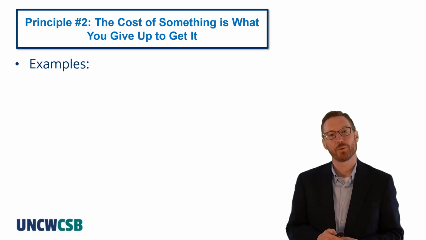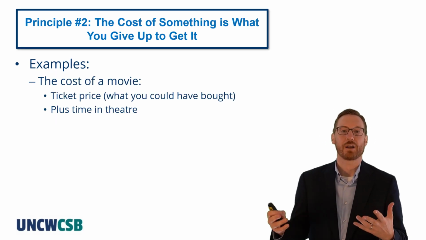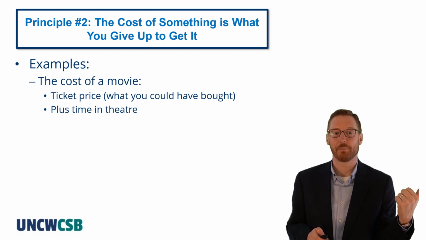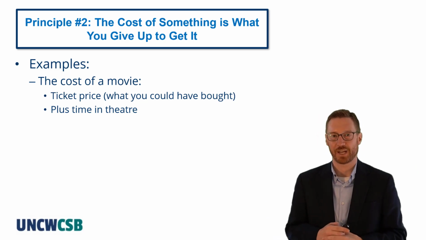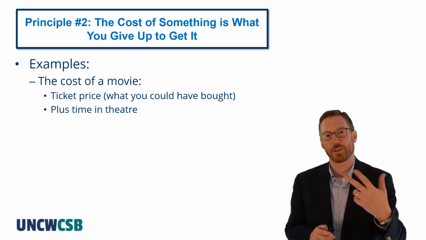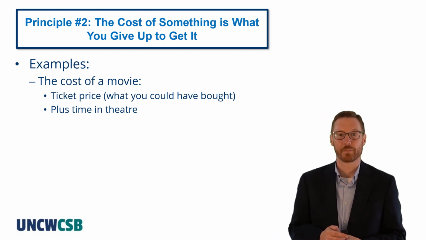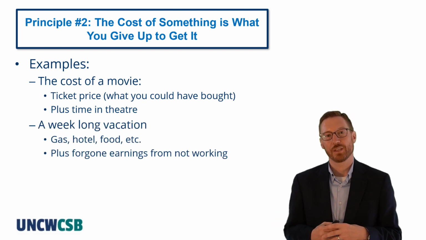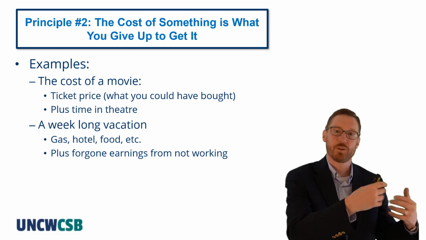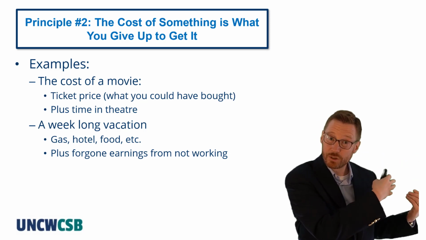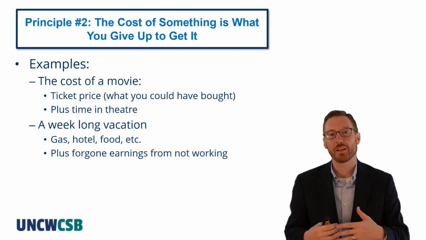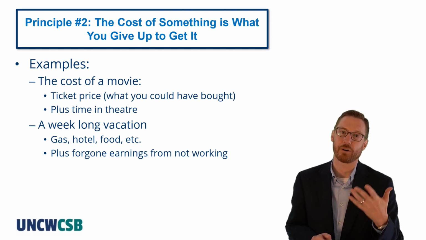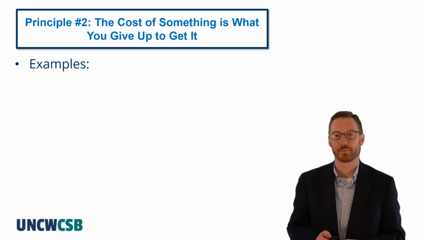So let's look at a few examples. What about the cost of a movie? Well, you've got the ticket price, so what could you have spent that money on? But you also have the time it takes you to go to the theater, watch the movie, etc. What about a week-long vacation? Well, a week-long vacation has the money that you spend on gas, food, hotel, etc. What could you have spent that money on? But the foregone earnings from not working that week are also part of the cost of taking that vacation.